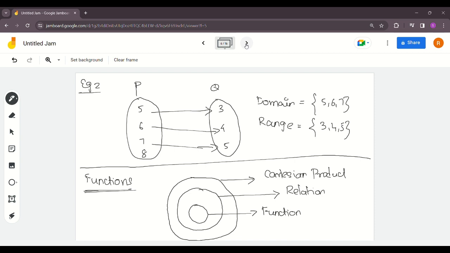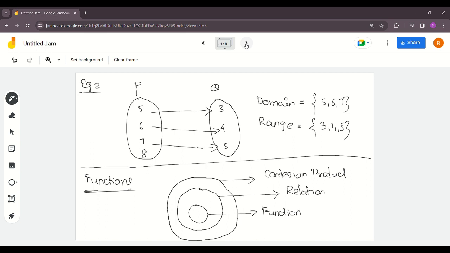I have given another example. From this P and Q, 5 is mapped to 3, 6 is mapped to 4, 7 is mapped to 5. Here the domain is nothing but the used part of your left hand side, which is 5, 6, and 7. Range and codomain, both of them are the same because everything is used on the right hand side. So range is also 3, 4, and 5. Codomain is also 3, 4, and 5. So with this, the basic concept of relations is over.